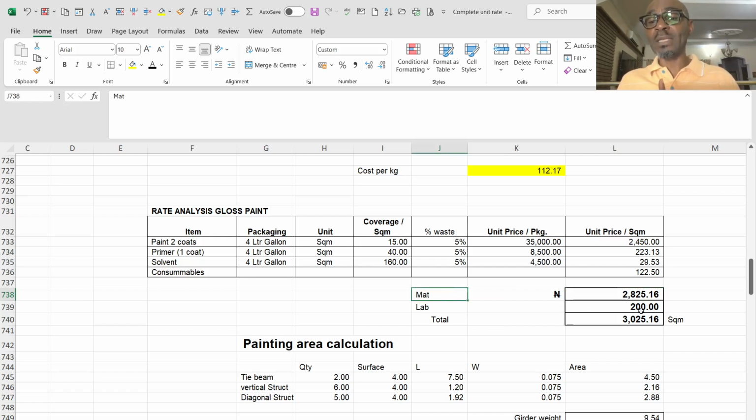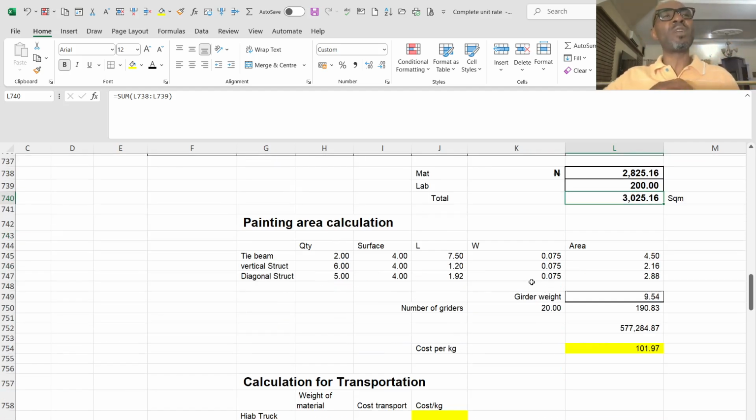Therefore, the labor of course is 200 naira for your wire brushing and your painting per square meter. So the cost will now come to 3,025 naira 16 kobo per square meter. So this will be kept aside. Then we'll now come and calculate the surface of the members that we needed to paint.